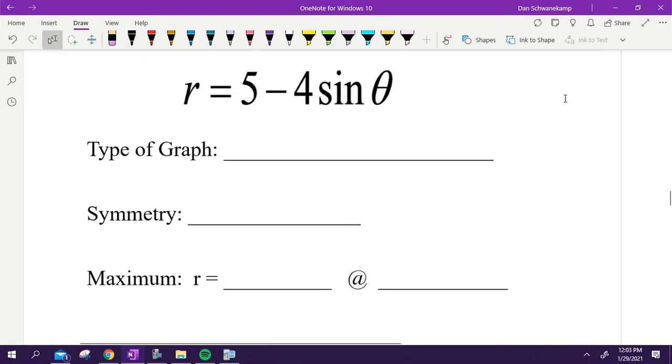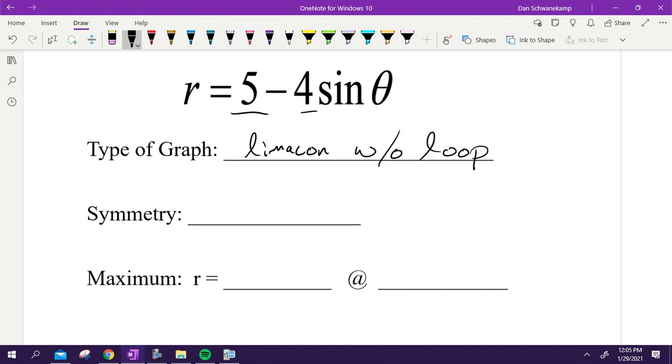Fill in that chart. Go down the line. We know it's a limaçon. It'd be a cardioid if these two numbers are the same. They're not, so it is a limaçon. You get to use your calculator on the test, so just graph it. If you're wondering whether it has a loop or not, just graph it. It does not have a loop here, though. Symmetry is the y-axis because it's sine.